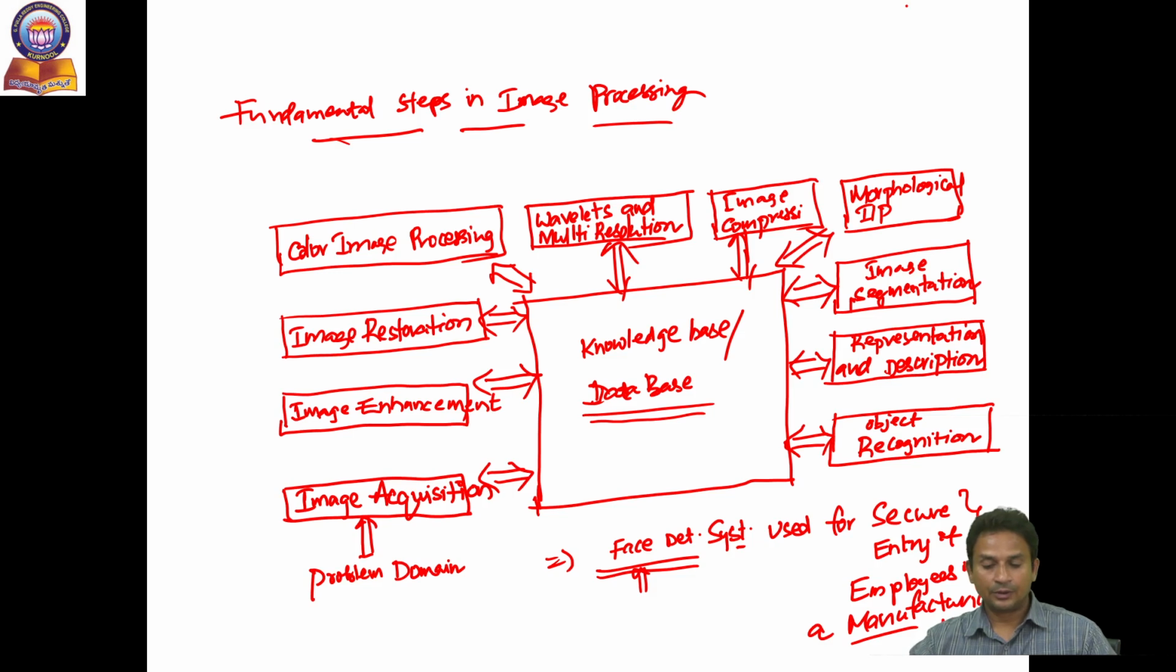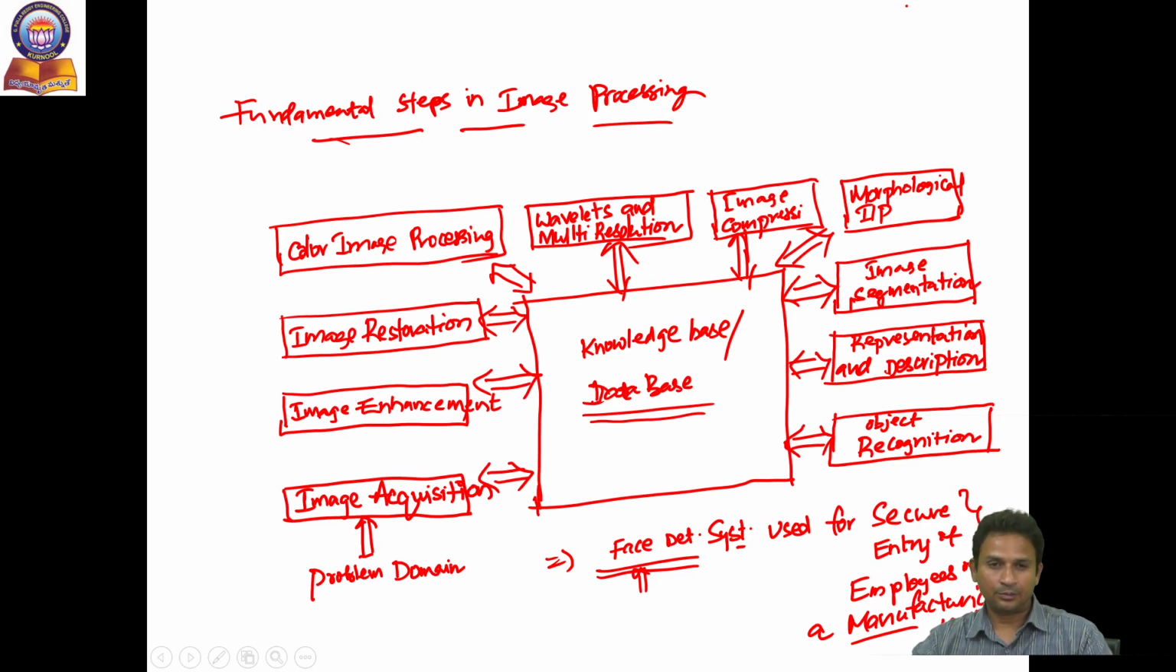In the last class we discussed the fundamental steps in image processing. Let me summarize what we discussed. The fundamental steps are image acquisition, that is nothing but acquiring the image. Next, image enhancement is to improve the appearance of the image. Image restoration is also improving the appearance of the image, but there is a fundamental difference between image enhancement and image restoration. Image enhancement is a subjective process, whereas image restoration is an objective process.